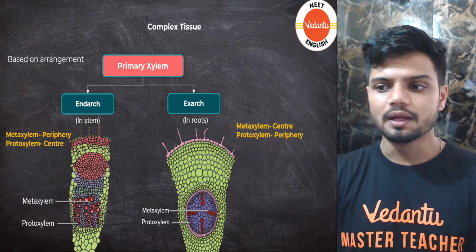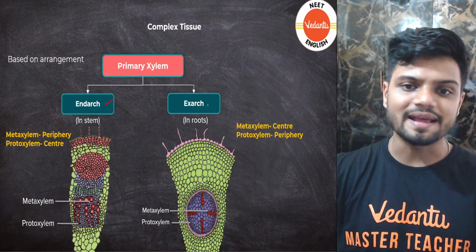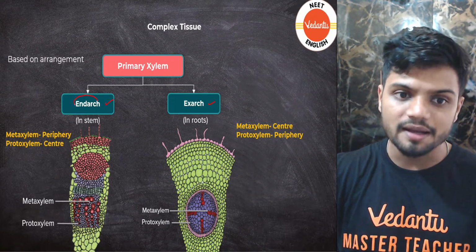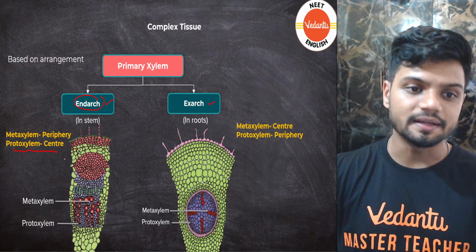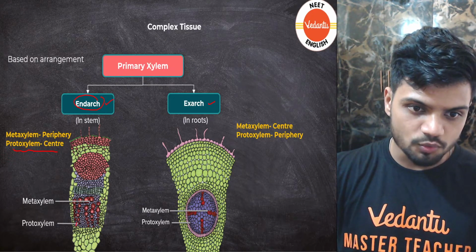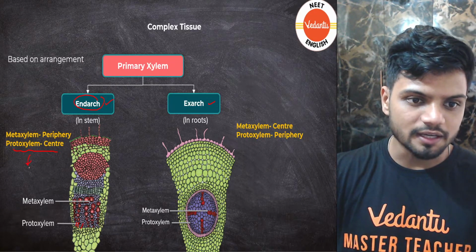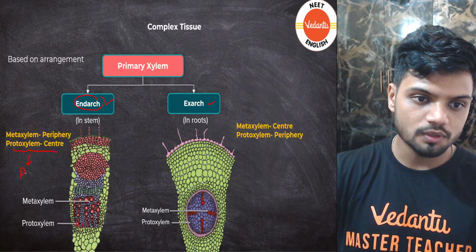Before we go to the phloem, there is something called endarch and exarch. Understand what is the meaning of endarch. Endarch means protoxylem towards the center. Can you see? Protoxylem is towards the center, which means towards the pith.